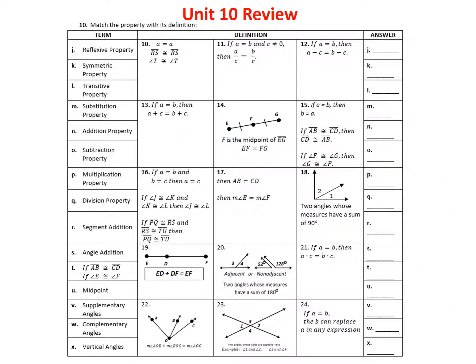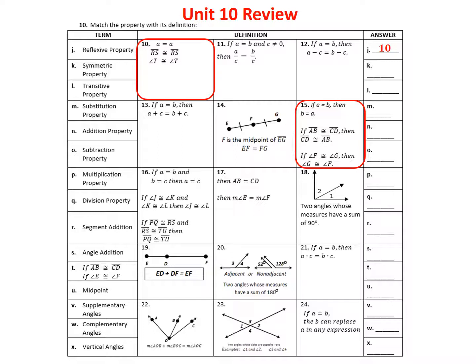So we go on down here. Reflexive property. Reflexive property means that you can see it different ways. For numbers, it just simply means that A equals A, or 1 equals 1, or 5 equals 5. For angles and segments, it means the segment RS is congruent to segment RS, and the angle T is congruent to angle T. So for J, we're going to put down 10. Symmetric property. Our symmetric property says if A equals B, then B equals A, and the same thing for segments and angles.